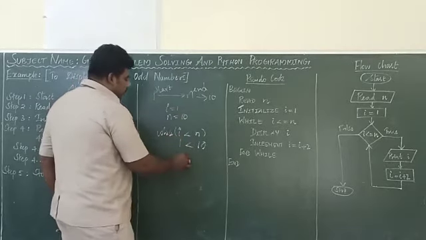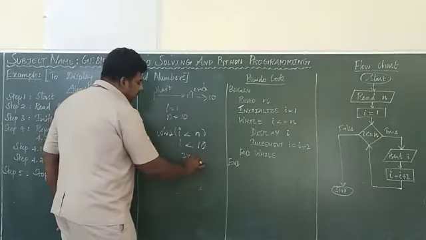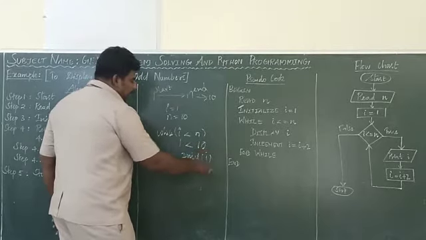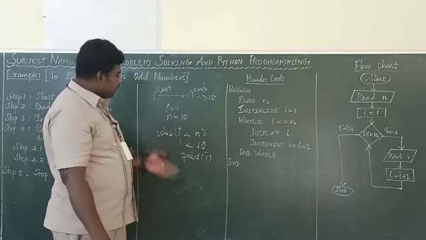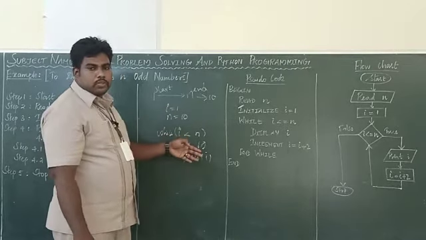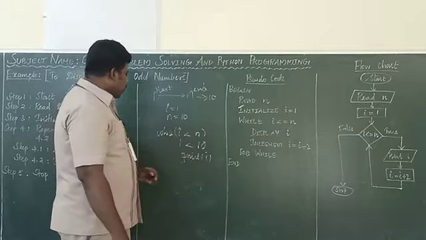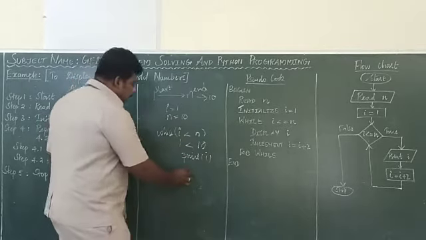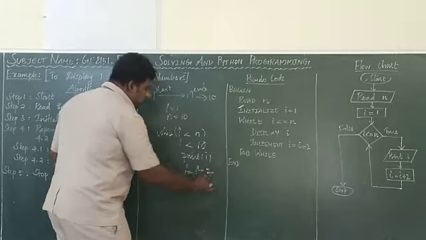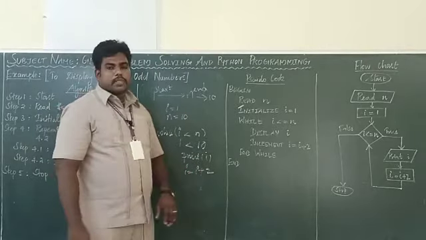What's the i value now? 1, right? So print i. What's the next step? I want to print the next value. So here you use the logic i equal to i plus 2. Why am I using i equal to i plus 2?